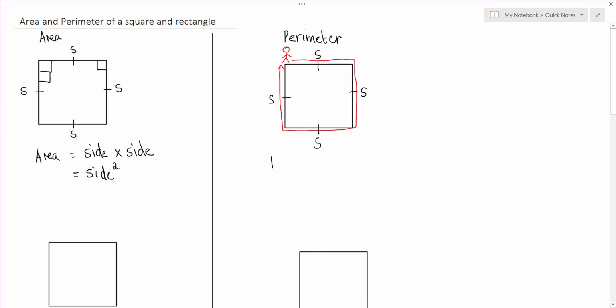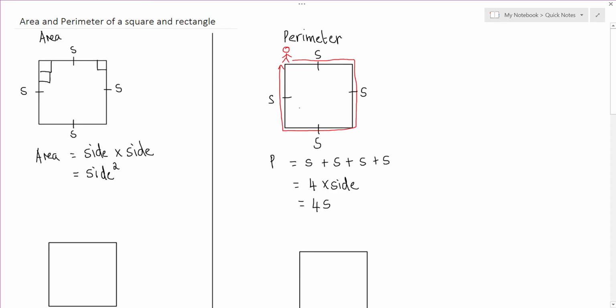So for perimeter, I'll just say P is equal to the one side plus the second side plus the third side plus the fourth side. And so here you'd come across that formula that says 4 times a side, or you just add the sides up. It doesn't matter. And you'd see a formula saying 4s. So 4s just means 4 lots of the sides, because the sides are all the same measurements.